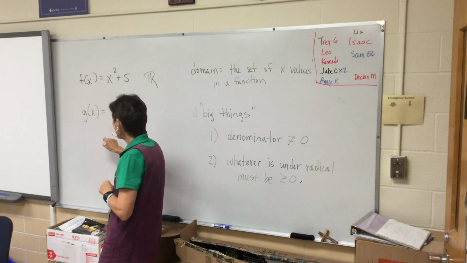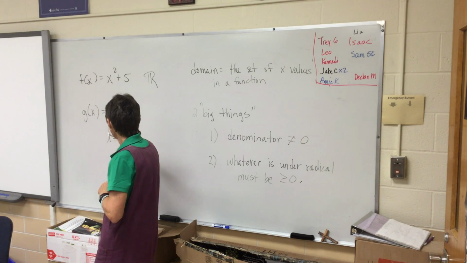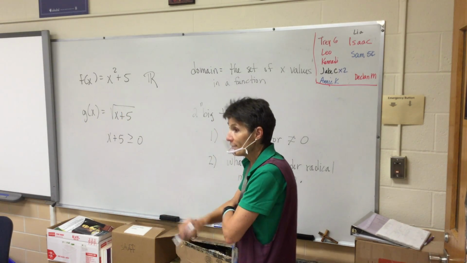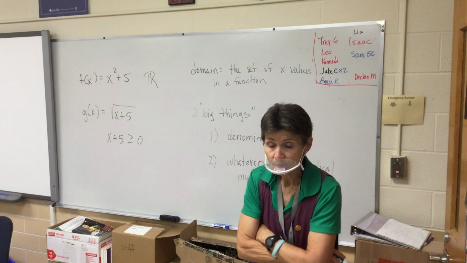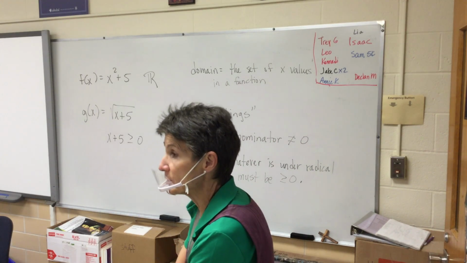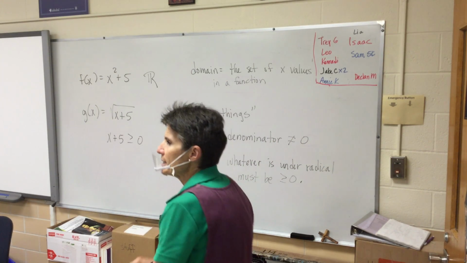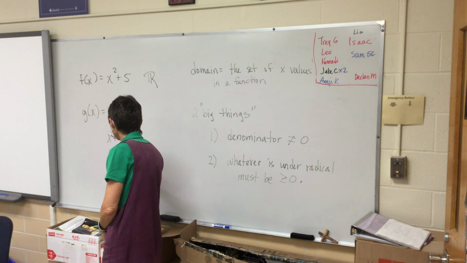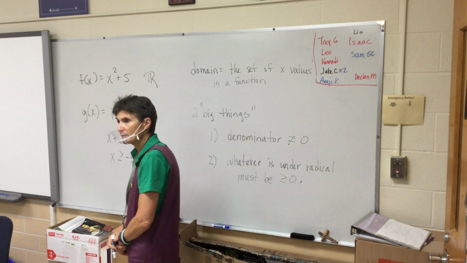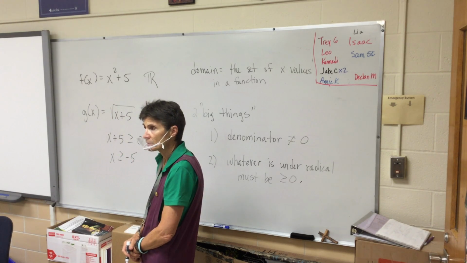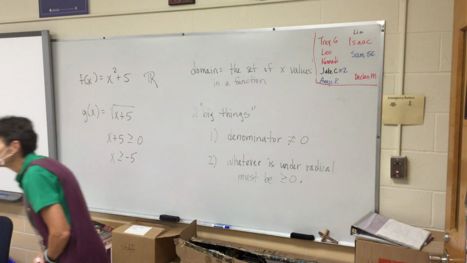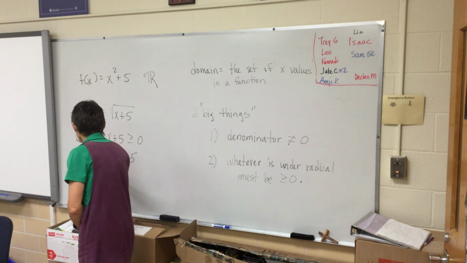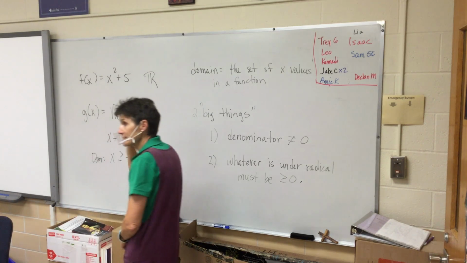So your domain is x plus 5 greater than or equal to 0. Whatever is under the radical has to be greater than or equal to 0. So what is the domain? Solve that. x is greater than or equal to negative 5? No. That's the answer. This is the domain right here. That's the answer.